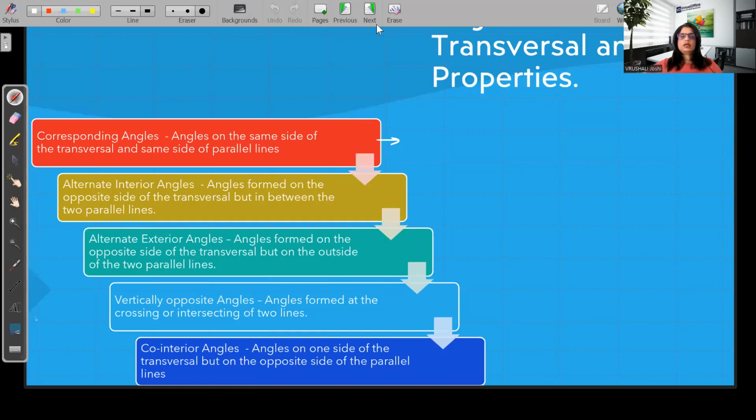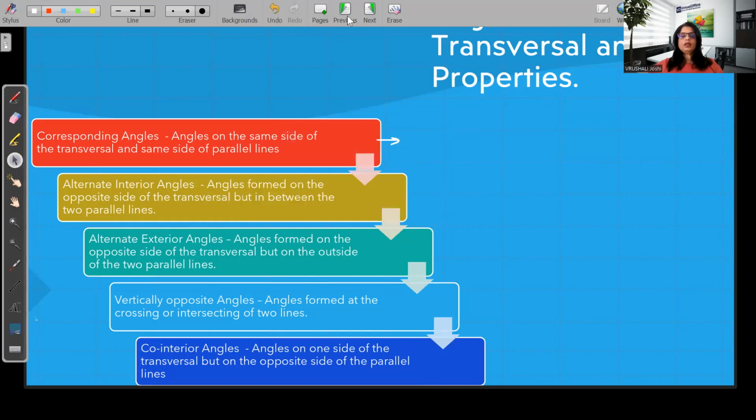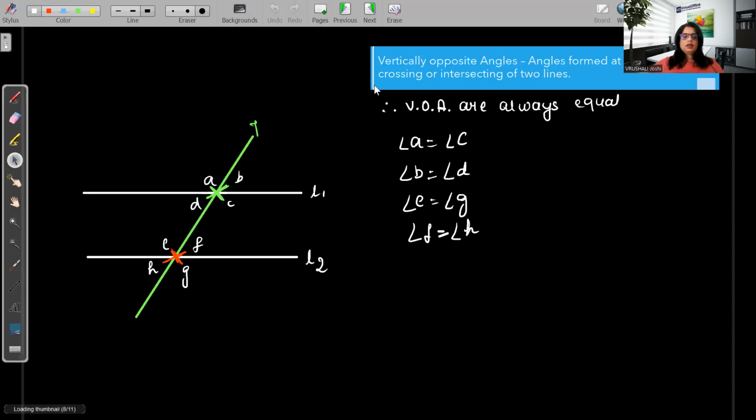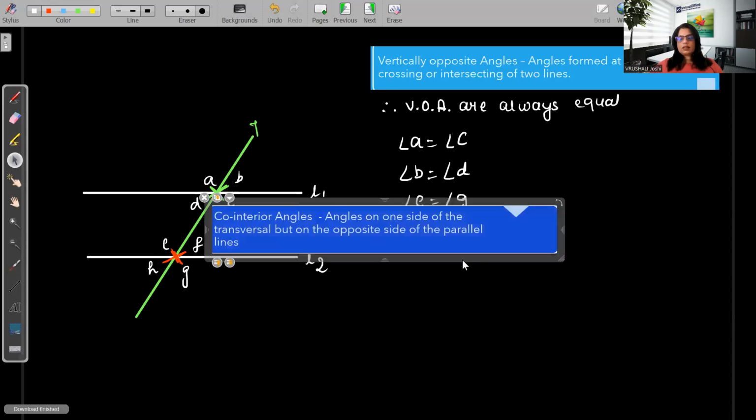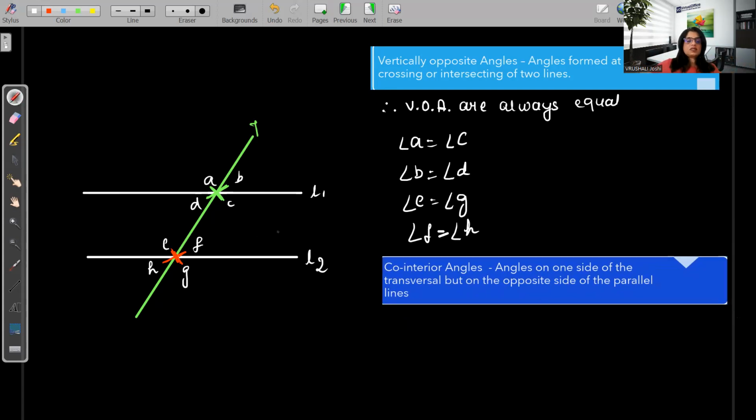Co-interior angles. Co-interior angle is an absolutely different concept compared to what we saw right now. Let's see. We will see co-interior angles here. Co-interior angles: angles on one side of the transversal, but on the opposite side of the parallel lines, within, interior. Co-exterior also. The co-interior concept is the same.